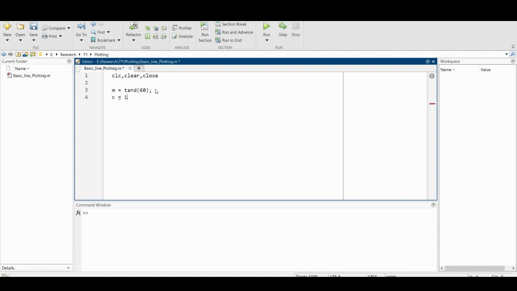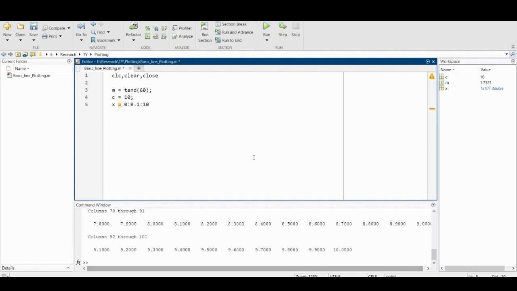So m and c, you can keep anything like 10, which is the intercept. The important thing is actually defining x. For x, you're going to go for some range. You can go for 0 to 10, and you need a spacing of about 0.1. You can actually define a new spacing between, like, 0.1. You're going to increase the spaces now. Okay, like this one. The important thing is like this.